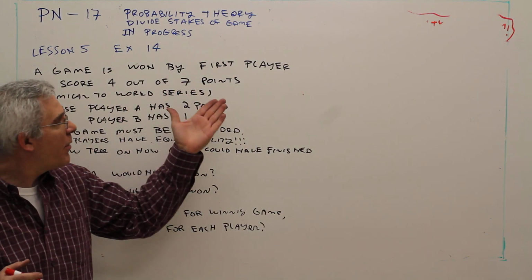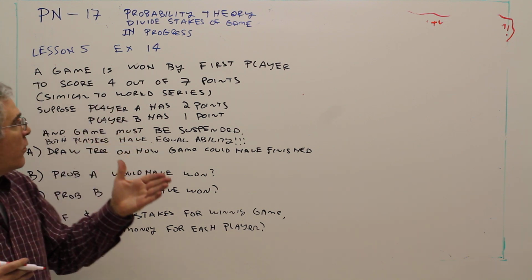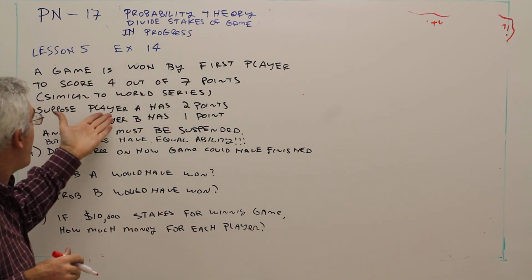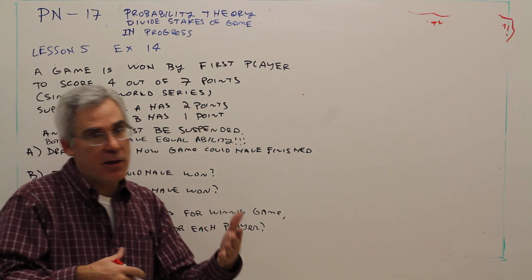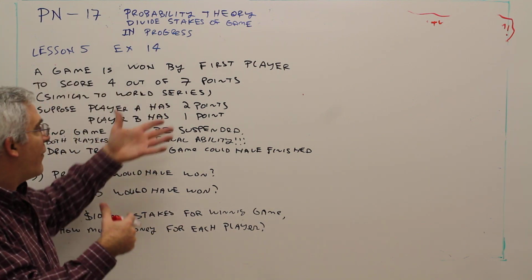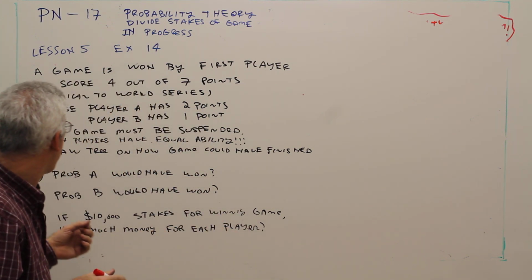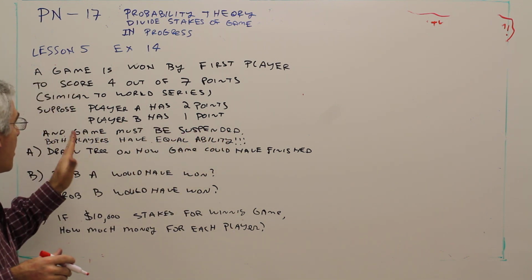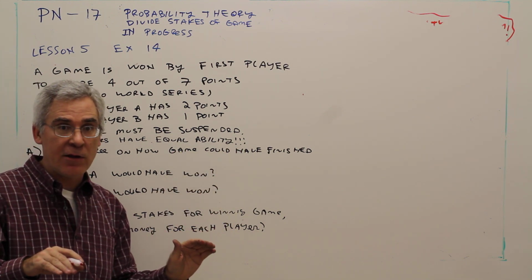A game is won by the first player to score 4 out of 7 points, similar to the World Series winning 4 games out of the best of 7 series. Suppose player A has 2 points and player B has 1 point. It could be like the Red Sox having won 2 games and the Cardinals having won 1 game, or something like that. The game must be suspended for some reason. Both players have equal ability, so 50-50 chance to win each game.